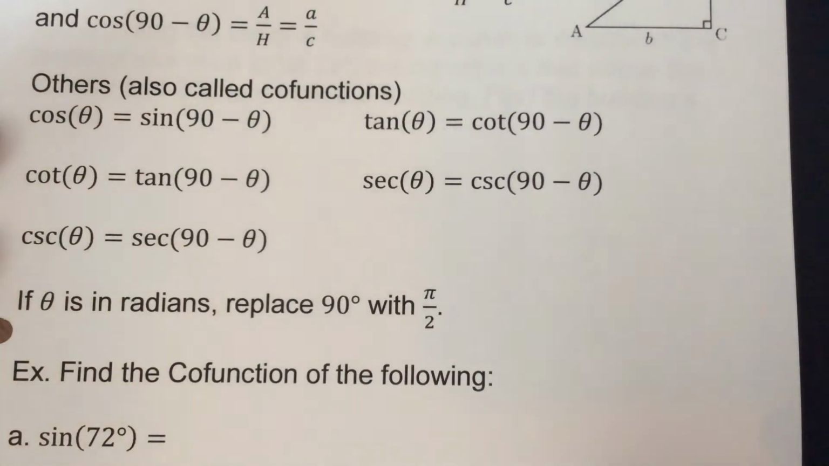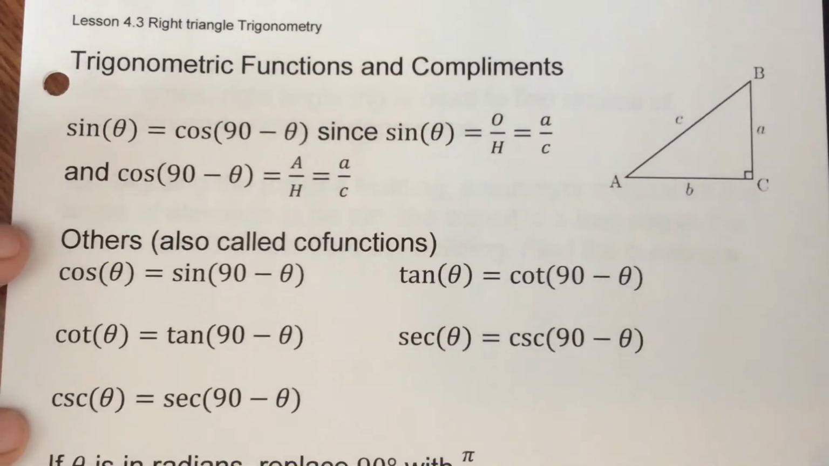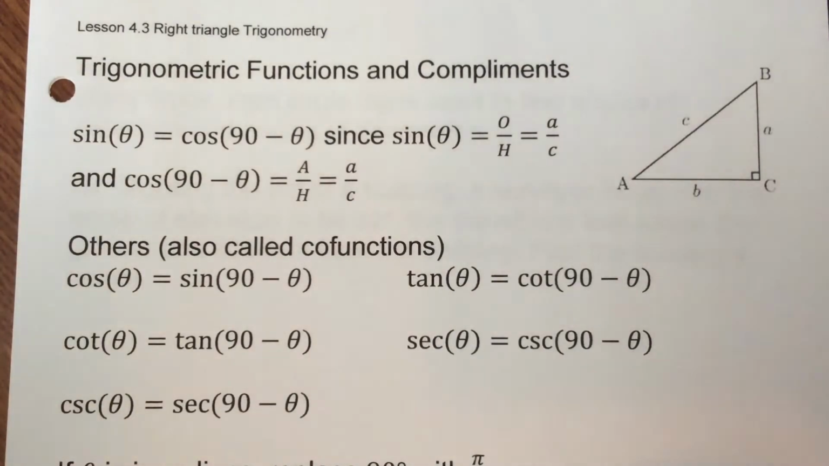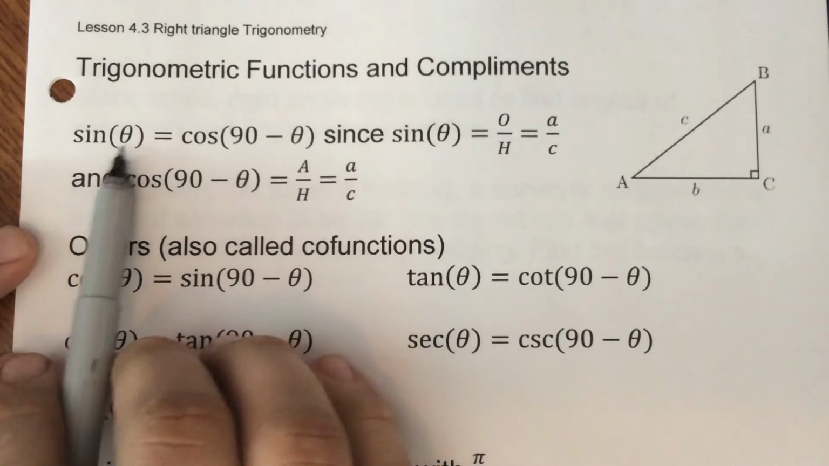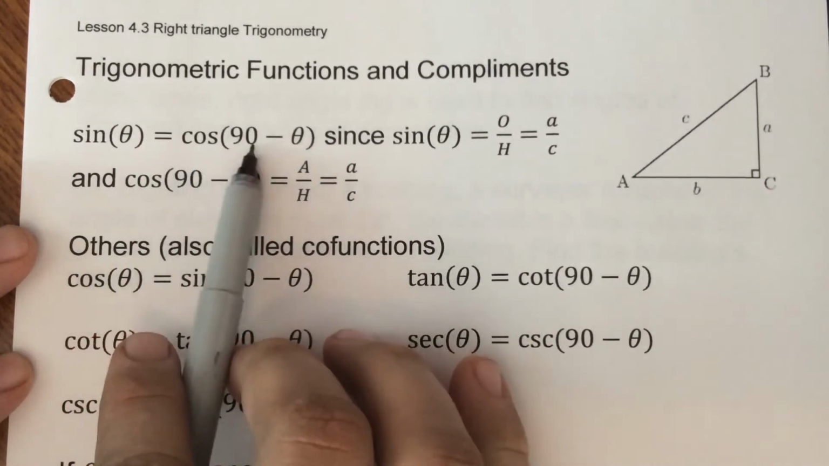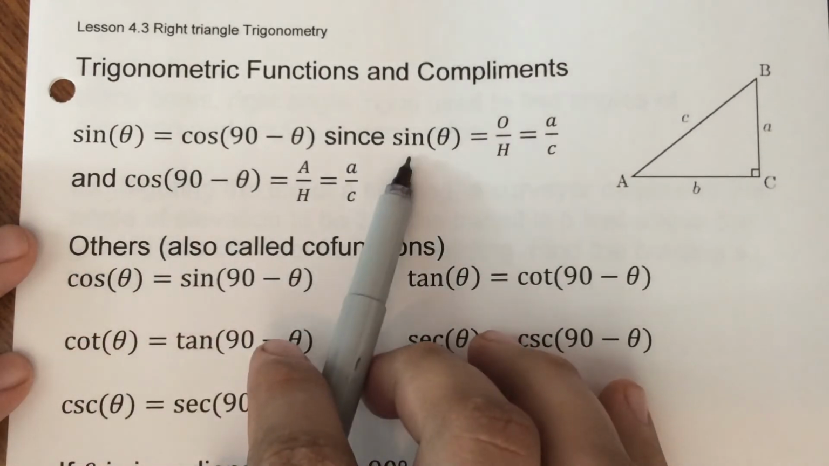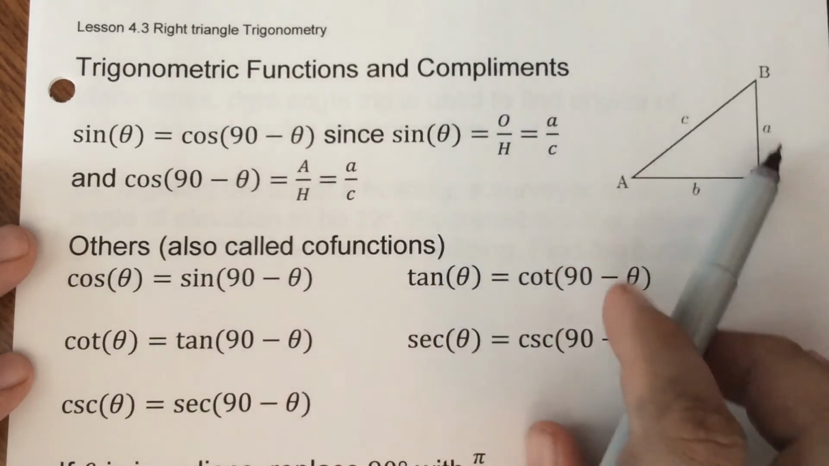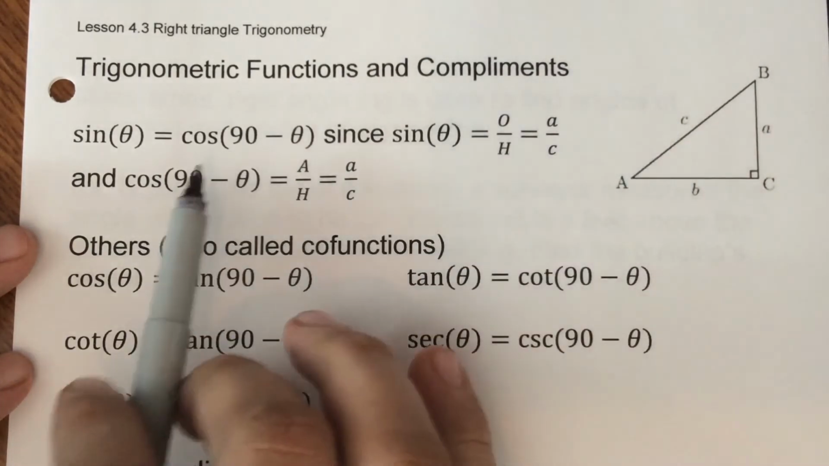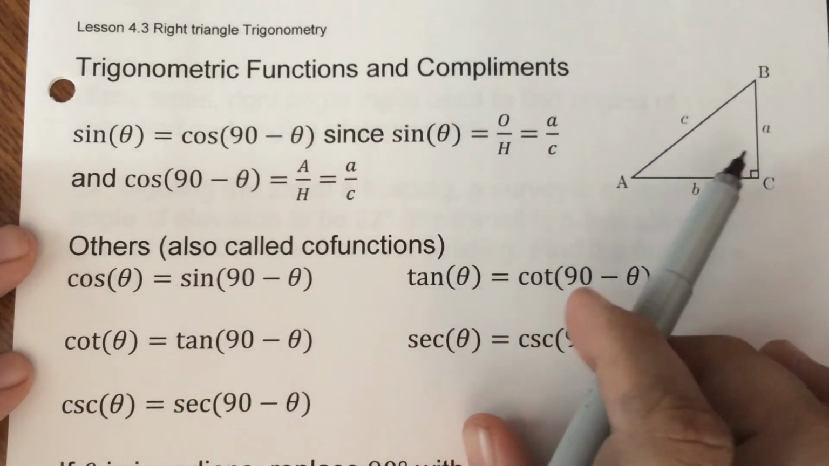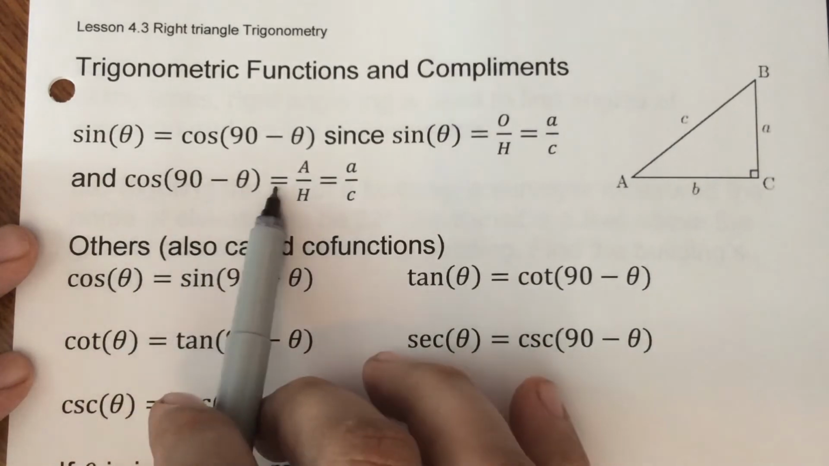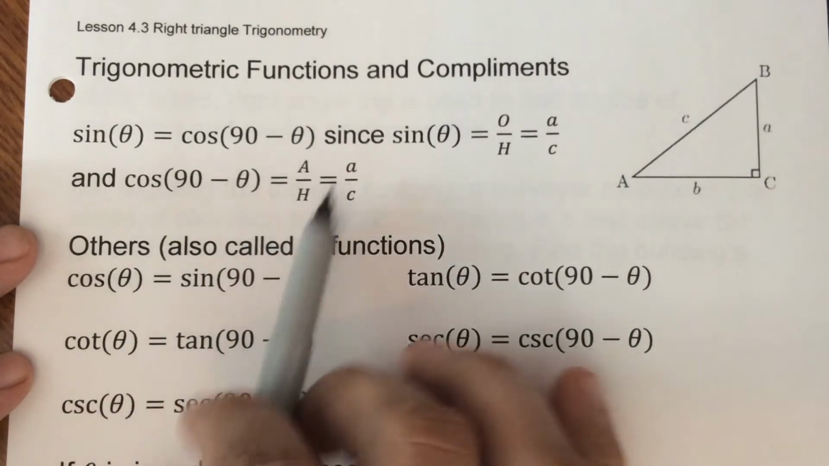Now, if you think back to what we just did with sine and cosine, how those really tie together, they're really opposites of each other. Sine and cosine are complements. So sine is just going to be the same value as cosine of 90 minus theta. Because again, sine is opposite over hypotenuse, so A over C. So 90 minus theta would be the opposite angle. That would give you that as well. So cosine of 90 minus theta is also A over H, so A over C.